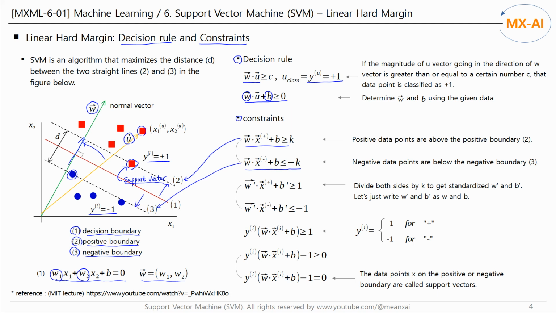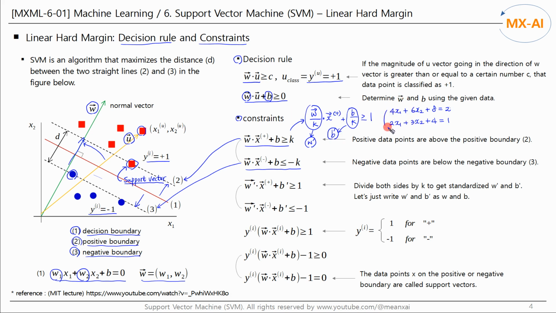In the figure, all the red data points are above the positive boundary, and all the blue data points are below the negative boundary. Now let's divide both sides of this equation by k, and write W over k and B over k as W prime and B prime respectively. For example, these two expressions are the same.